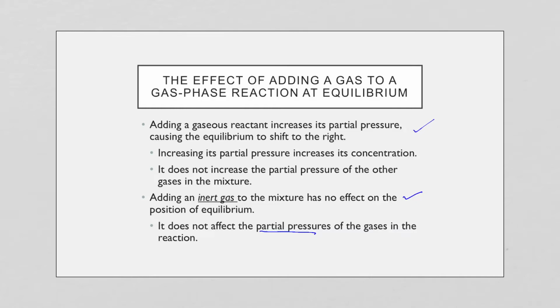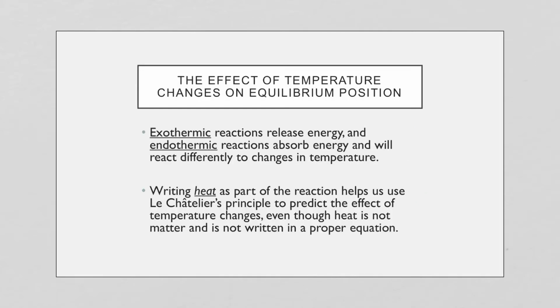All right, so that sums up the effect of volume and pressure ideas on equilibrium. Now, the last thing we're going to look at is the effect of temperature. The third condition that we wanted to discuss was how temperature changes affect the position of equilibrium. In order to do this, the first thing we have to know is what kind of reaction it is.